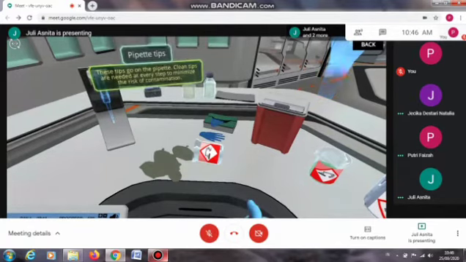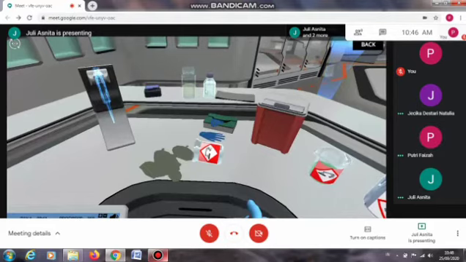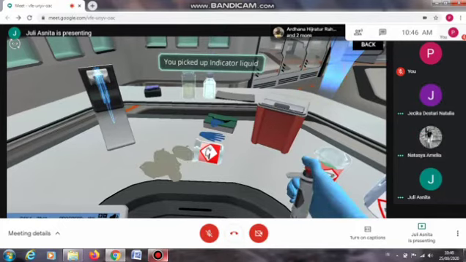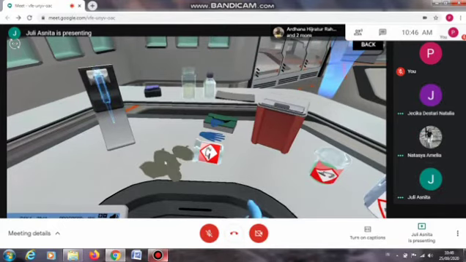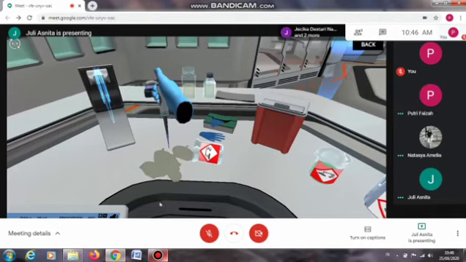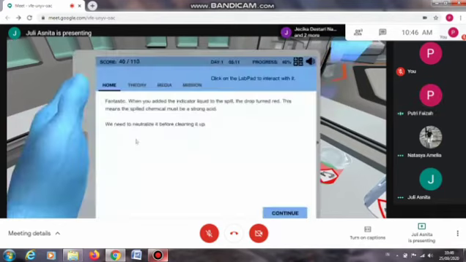Draw up a drop of the indicator liquid. Now add a drop to the spill to identify if it's an acid or a base. Fantastic. When you added the indicator liquid to the spill, the drop turned red.